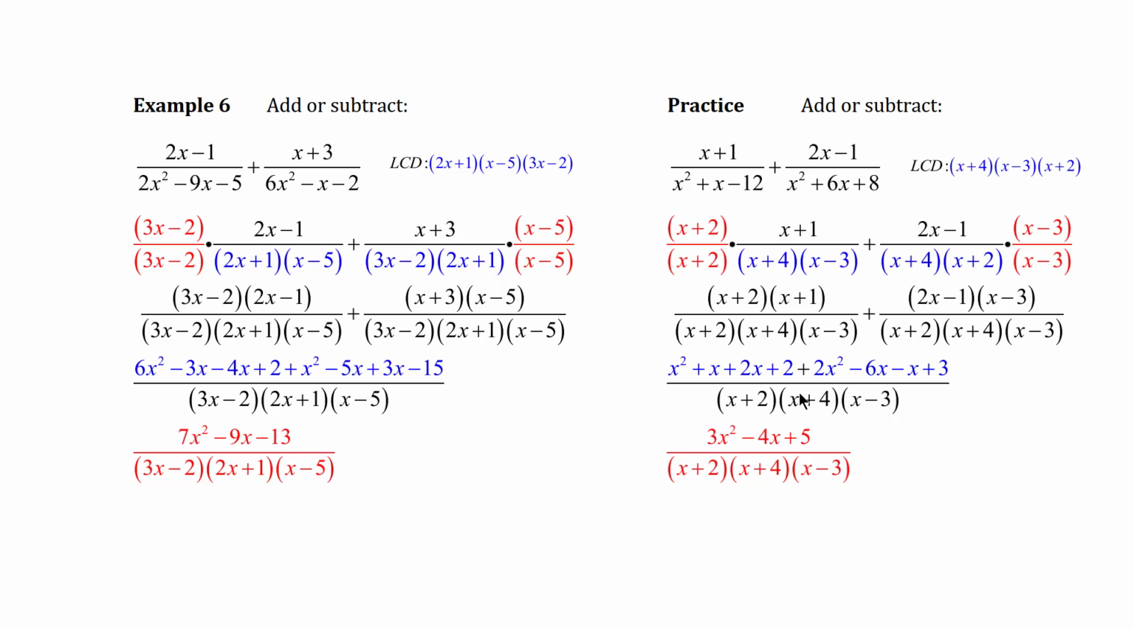From here we simplify by combining like terms in the numerator. X squared plus 2x squared is 3x squared. X plus 2x minus 6x minus x is minus 4x. 2 plus 3 is 5. So the final result is 3x squared minus 4x plus 5 divided by (x plus 2)(x plus 4)(x minus 3).